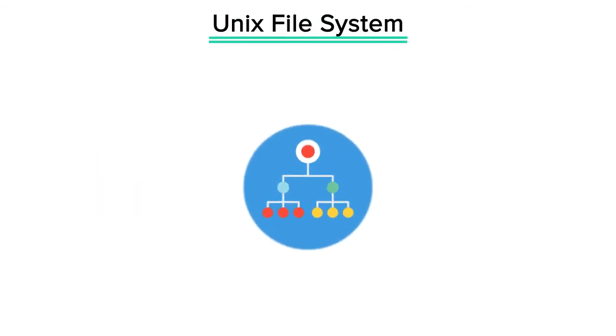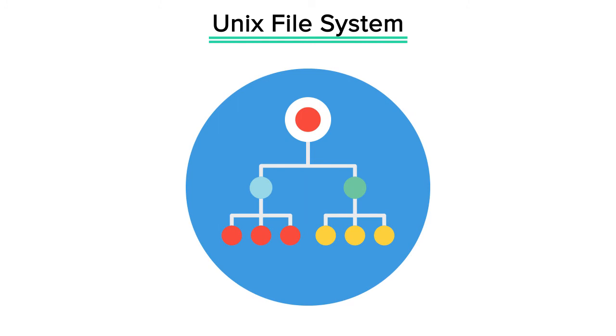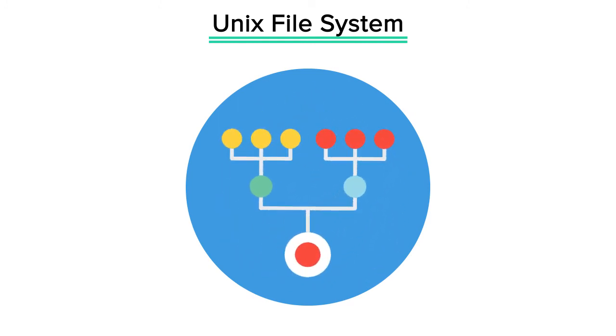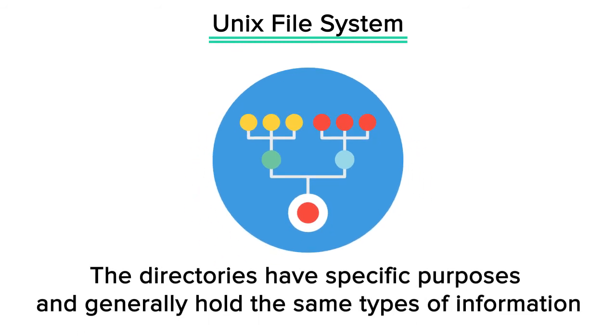Unix uses a hierarchical file system structure, much like an upside-down tree with a root, /, at the base of the file system and all other directories spreading from there. The root contains the entire file system. The directories have specific purposes and generally hold the same type of information for easily locating files. Following are the directories that exist on the major versions of Unix.